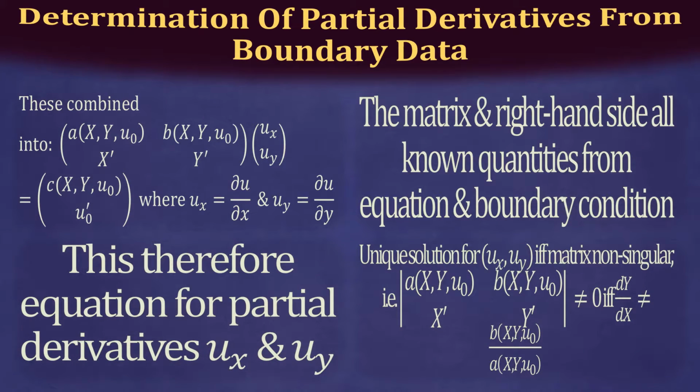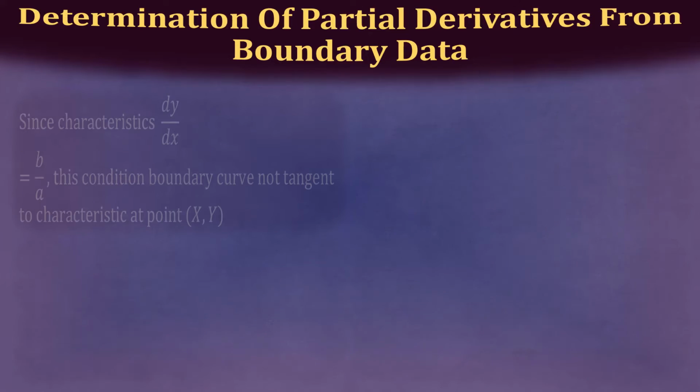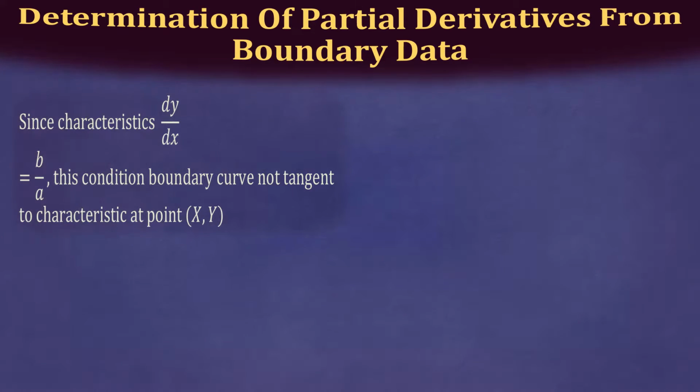We have a unique solution for ux and uy if and only if the matrix is non-singular, i.e. if the determinant of the matrix is not equal to 0, which occurs if and only if dy/dx does not equal b(x,y,u0) divided by a(x,y,u0). Since the characteristics have gradient dy/dx equal to b over a, this is precisely the condition that the boundary curve is not tangent to a characteristic at the point (x,y).